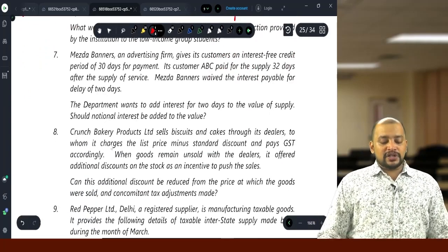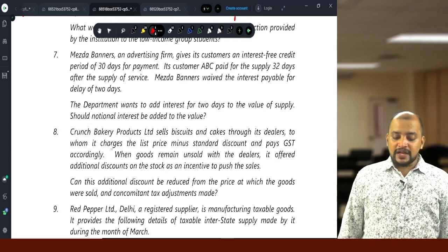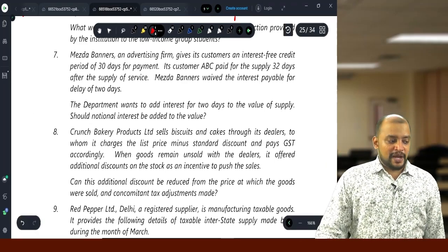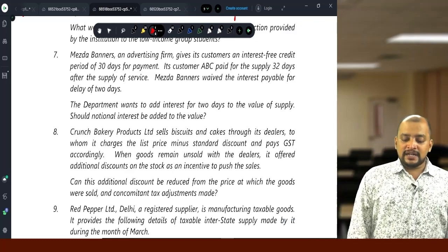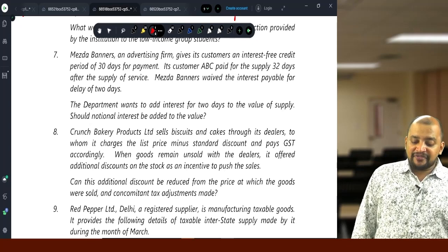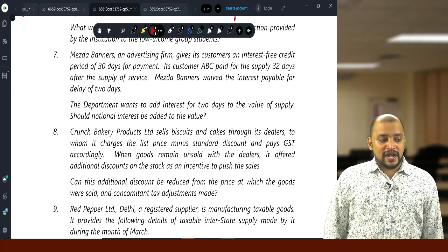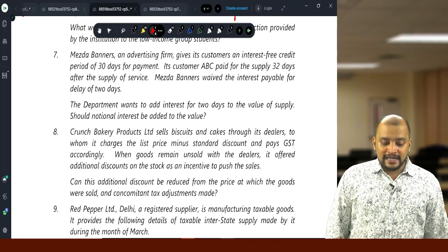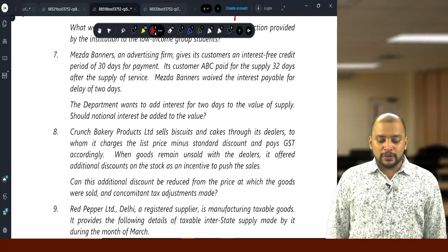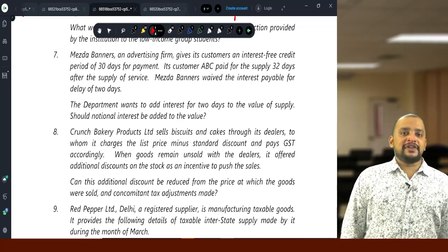Then second question, Mazda Banners, an advertising firm, gives its customers an interest-free credit period of 30 days for payment. Its customer ABC paid for the supply 32 days after the supply of service. Mazda Banners waived the interest payable for delay of 2 days. The department wants to add interest for 2 days to the value of supply. Should the notional interest be added to the value?